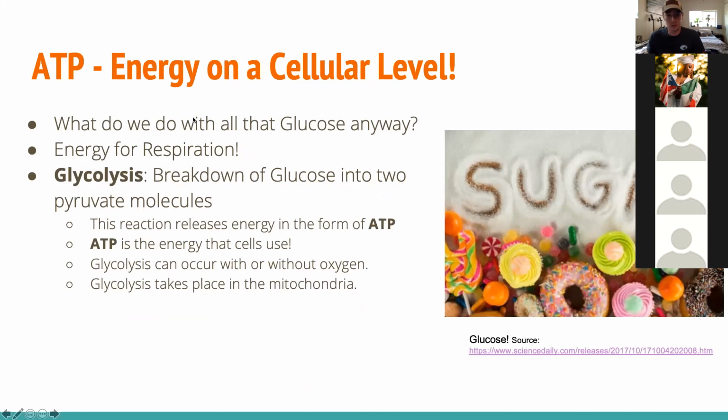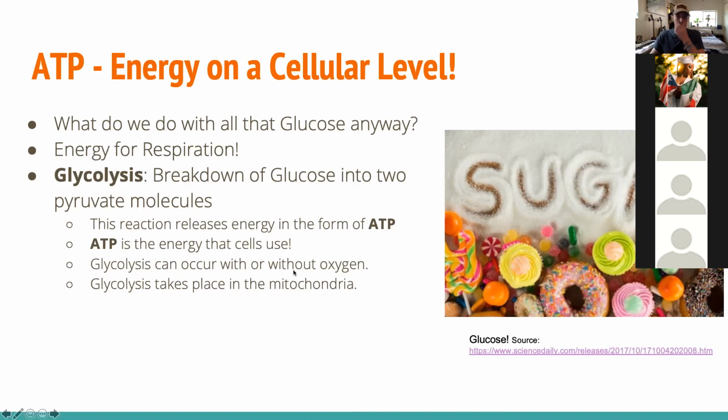So this is what the whole point of photosynthesis is for. It is to create energy. And that happens through the process of glycolysis, which breaks glucose down into 2 pyruvate molecules. And that reaction releases energy in the form of ATP, or adenosine triphosphate. You guys just need to know ATP. I'm not going to ask you for what that acronym means. This is the energy that cells use.